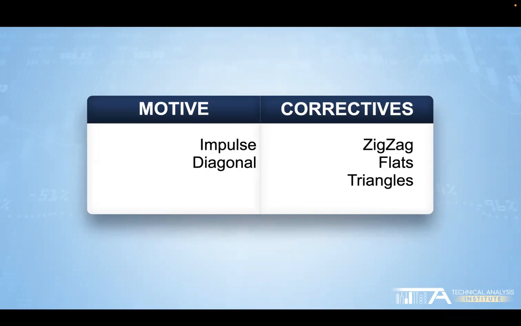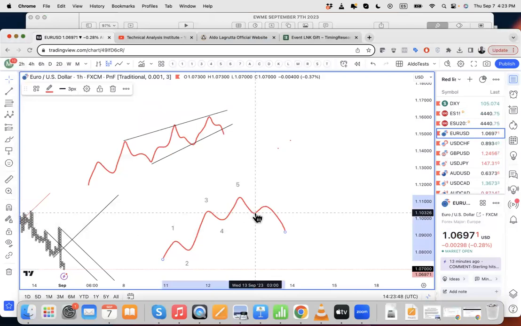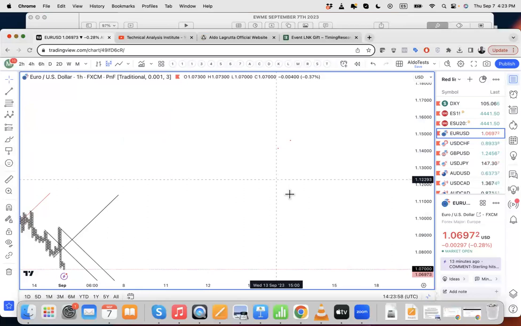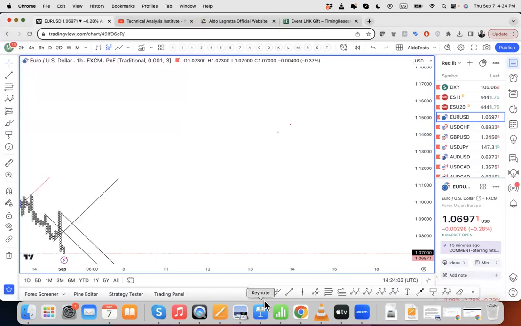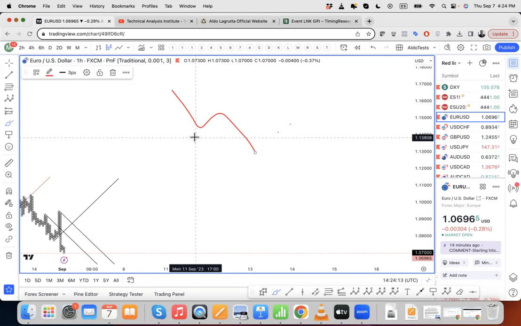So now, that doesn't mean that we shouldn't learn all the corrective waves. So I'm going to introduce them to you, so you are familiar with the way they look. Okay, so one of them, the zigzag, looks like, well, a zigzag. So a zigzag would look like this. And typically it is labeled as A, B, C.